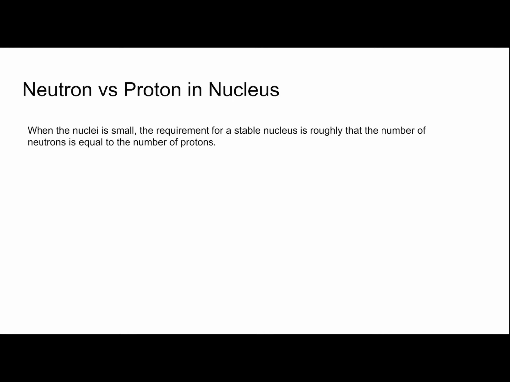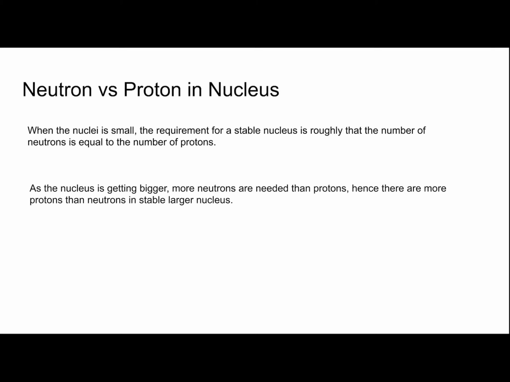When the nucleus is small, the requirement for a stable nucleus is roughly that the number of neutrons is equal to the number of protons. So for stable small nuclei, the number of neutrons is roughly equal to the number of protons. For example, oxygen has a mass number of 16 and an atomic number of 8. Therefore, there are 8 protons and 8 neutrons, which are equal, and for small nuclei this is roughly the optimal number.